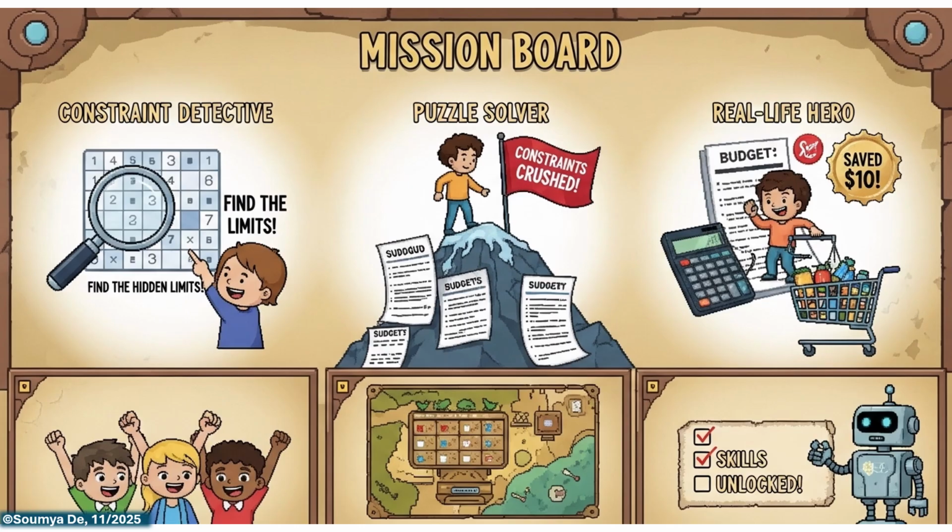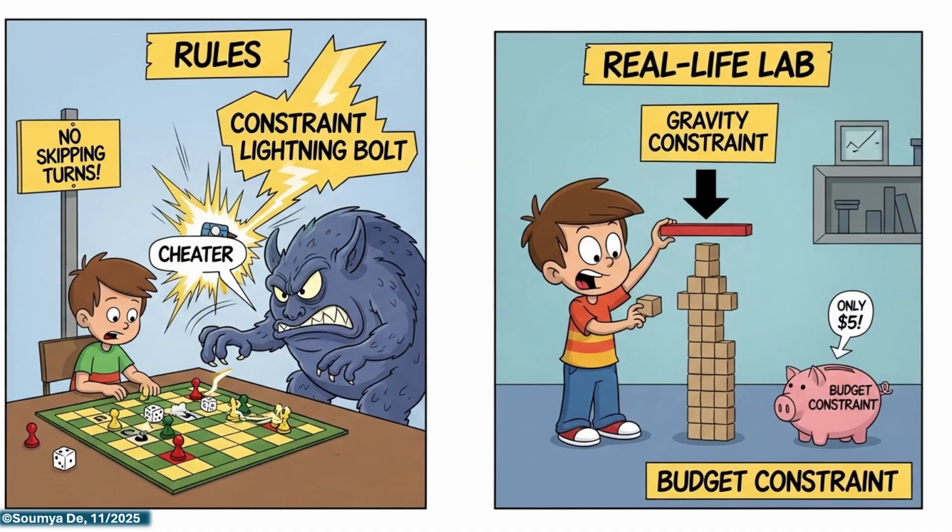Who here loves unlocking new skills in games? Today we are unlocking real life skills. Constraints are like invisible walls in a video game. They tell you what you can and can't do. For example, in school, no talking during a test. Constraint equal to silence. In sports, no using hands in soccer. Constraint equal to feet only. At home, bedtime at 9 p.m. Constraint equal to time limit.